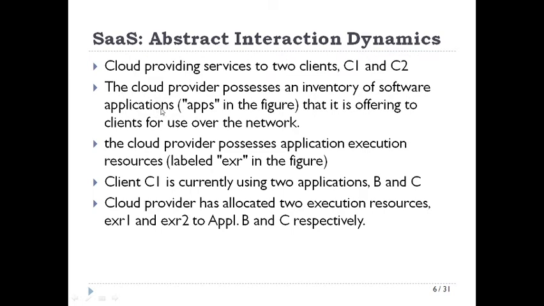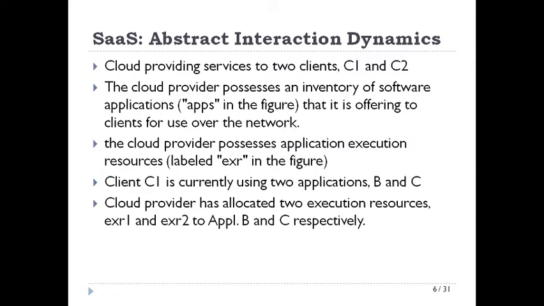Like without hardware, it is of no use for the consumer. So if you combine this software application along with the hardware, it becomes your software which you are going to deliver to your consumer. The cloud provider possesses an inventory of software applications, apps in the figure, that it is offering to clients for use over the network, right? So your consumers are just using it, not owning it, and they are doing so over the network because they do not practically have the direct access.